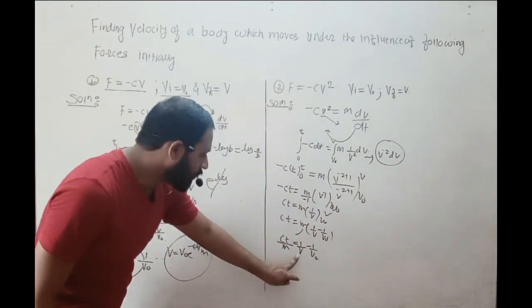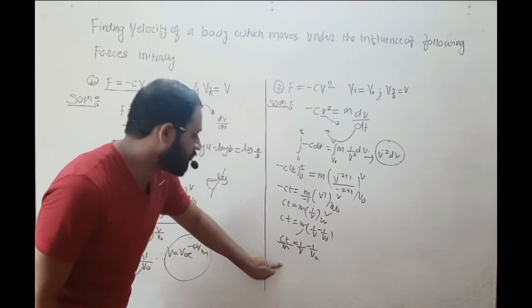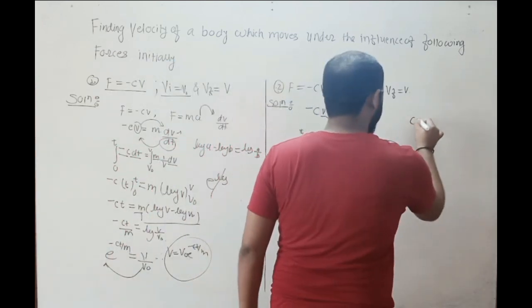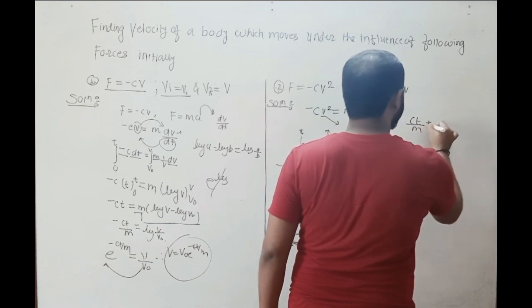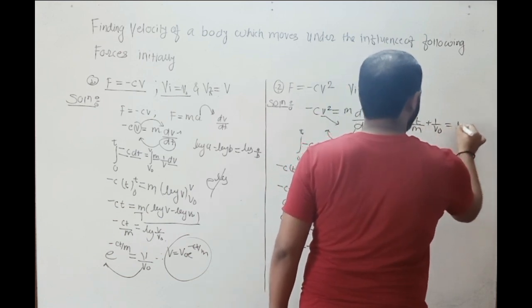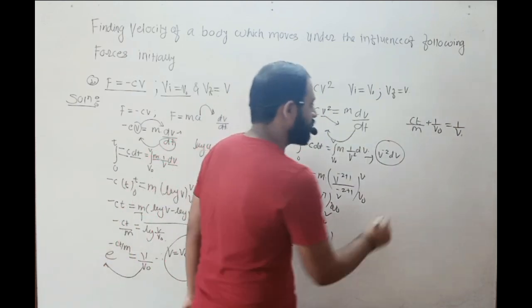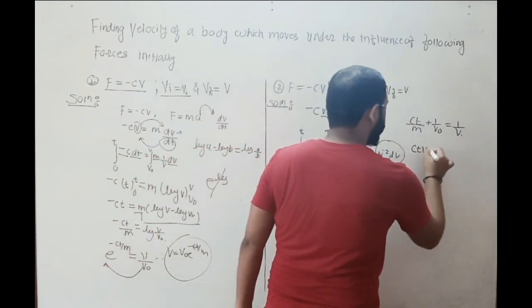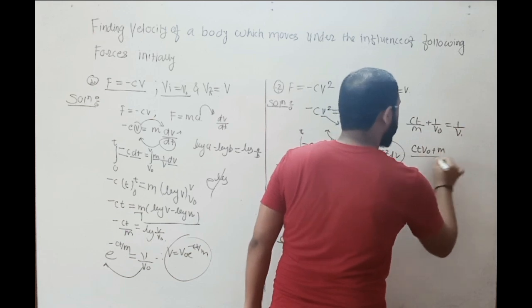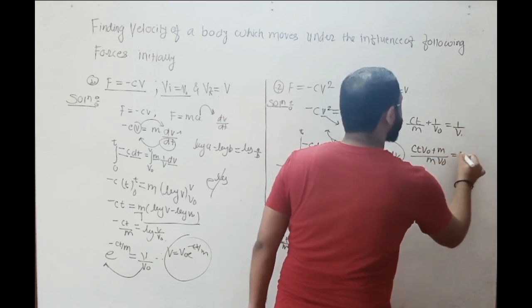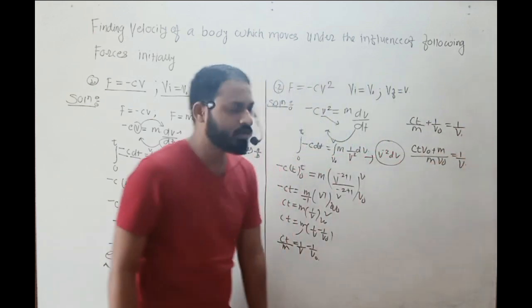Now you want velocity. Shift this on the left hand side. Therefore Ct/m + 1/v0 = 1/v. Now make a cross multiplication, that is (Ct v0 + m)/(m v0) = 1/v. What do you want?